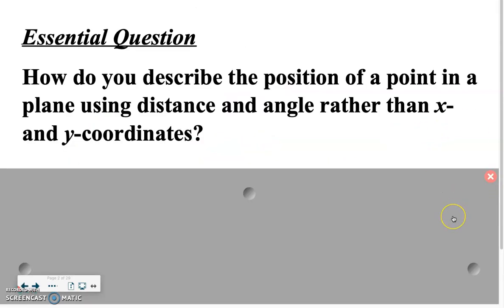So to get back to this question: how do you describe the position of a point in a plane using distance and angle rather than x and y coordinates? Again, we're not necessarily saying that we went over 4, up 3, but instead we went out 5, whatever that was, and then I rotated 53 degrees or something like that. Does that make sense? We're still talking about plotting points. We're still talking about identifying location, but we're getting there in a much different fashion.